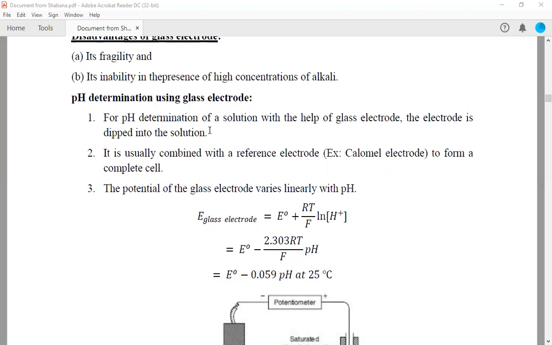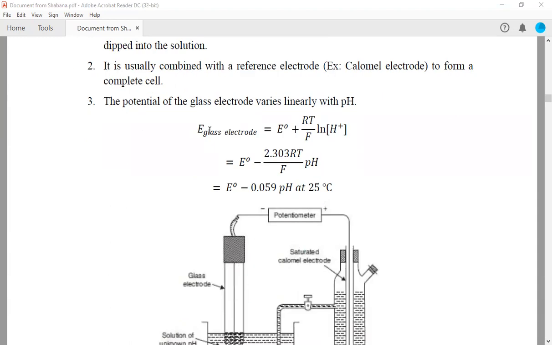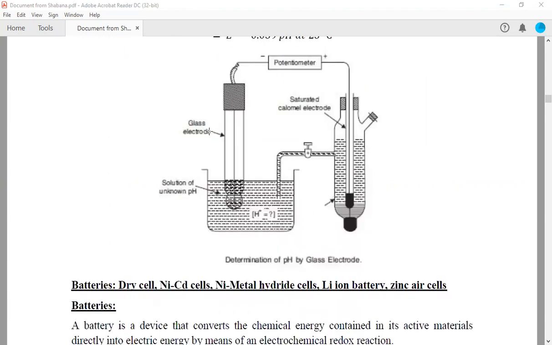The glass electrode potential is E glass equal to E naught plus RT ln H plus concentration. Therefore, E glass is E naught minus 2.303 RT by F pH. Therefore, E glass equals E naught minus 0.059 pH at room temperature, that is at 25 degrees centigrade.